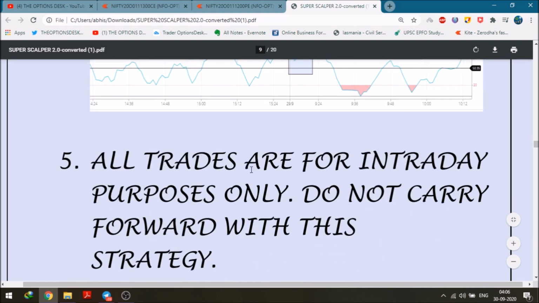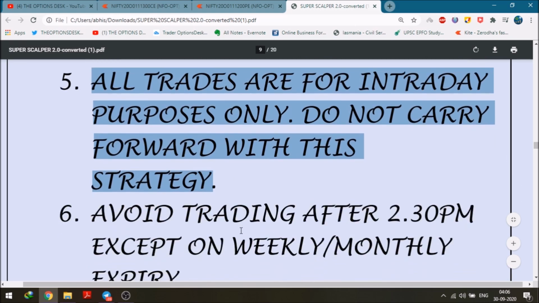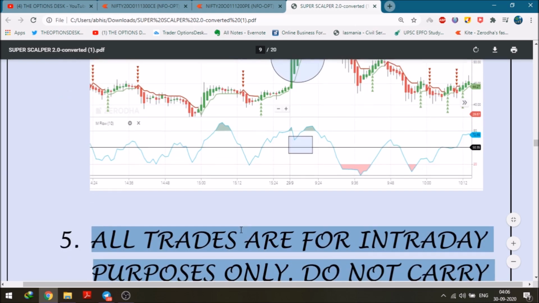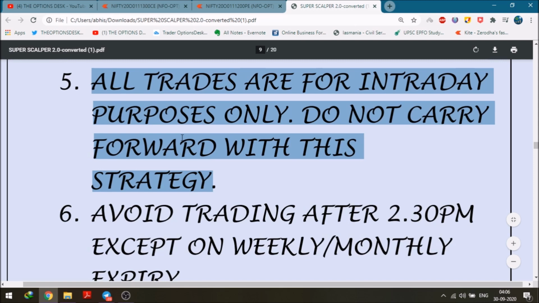All the trades are for intraday purposes only. Do not carry forward with this strategy. Strict rules are mentioned in this. So these are the steps to avoid.